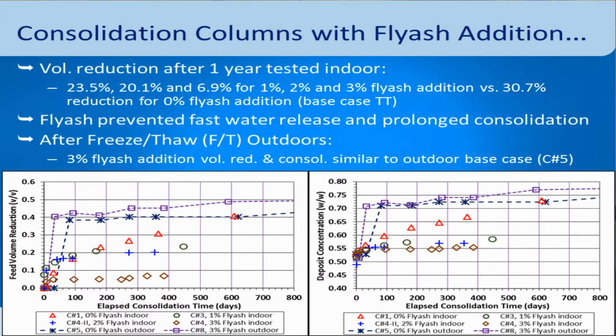After freeze and thaw outdoors, 0 and 3% fly ash addition reach the same or very similar volume reduction and solids consolidation concentration. The top two lines there are the freeze-thaw condition, and one has 3% fly ash, the other has 0. That means freeze and thaw override the benefit from the 3% fly ash, so there's almost no benefit from the fly ash.